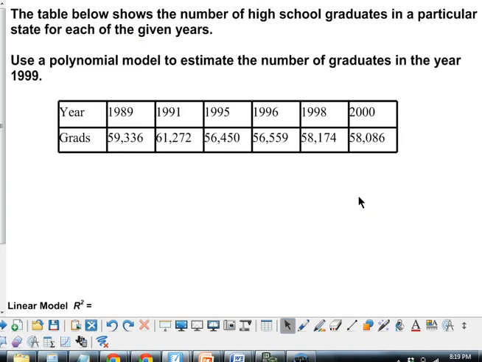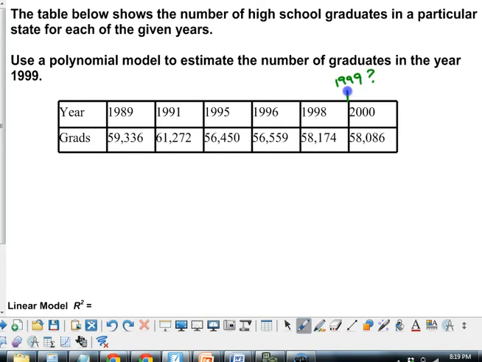Okay, well, let's look at this example. The table below shows the number of high school graduates in a particular state for each of the given years. Use a polynomial model to estimate the number of graduates in the year 1999. Notice that the year 1999 is not here, so we're going to want to find how many graduates were in that year.